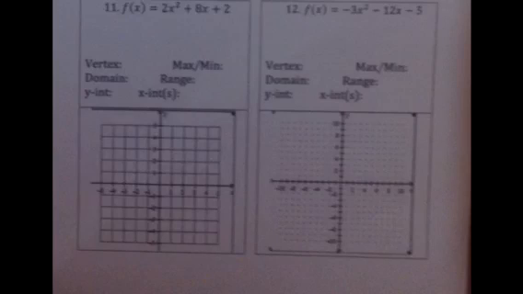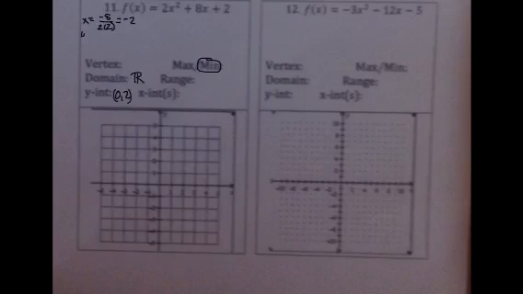Okay, so for number 11, it concaves up because a is positive, so it's going to have a minimum value. The domain is all reals, and the y-intercept, because of the c value, is 2, so it's (0, 2). Okay, we find the vertex next, so that's going to be x equals -b over 2a, so that's 2 times 2. That's 4, so that's going to give me -2.